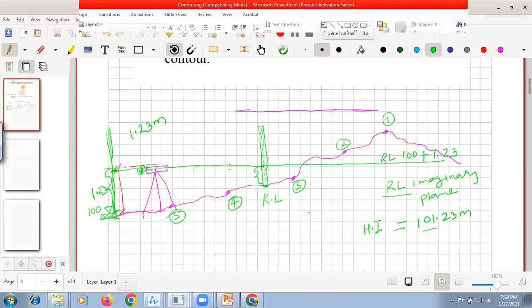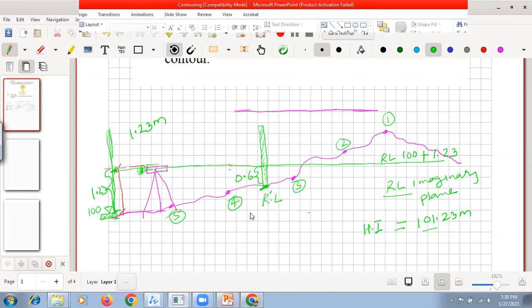For example, one point is here. I will put my staff here and measure this reading. For example, this reading is say 0.6. Everything I am telling in meter. Now you know that the height of instrument is 101.23. From that I will deduct 0.6 so that I will get the RL of this point. Similarly, I will find out the RL of different points.